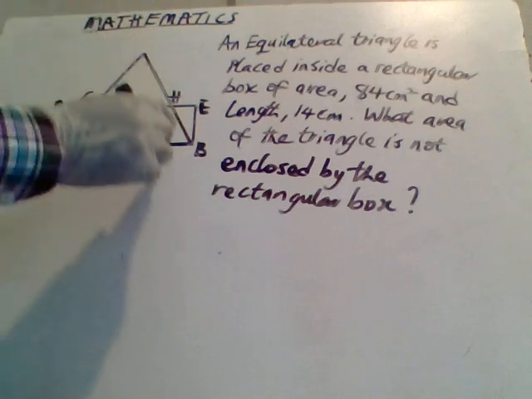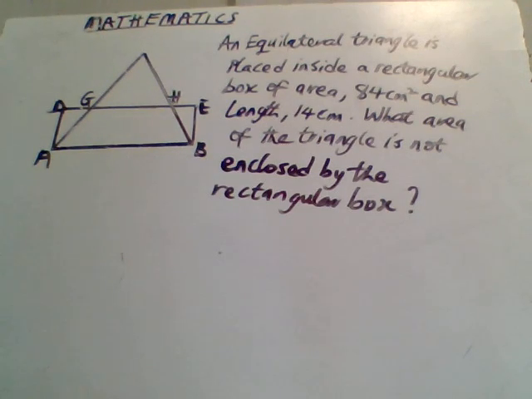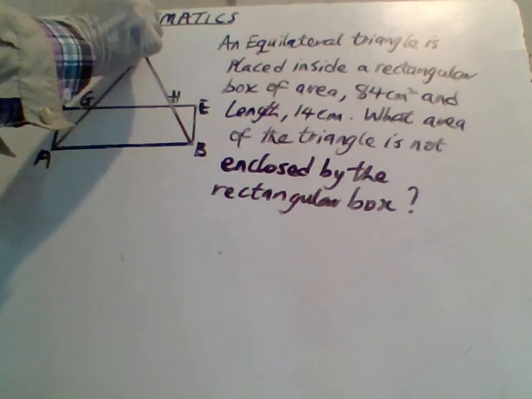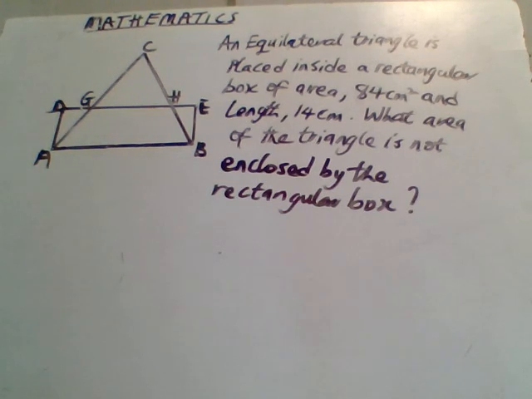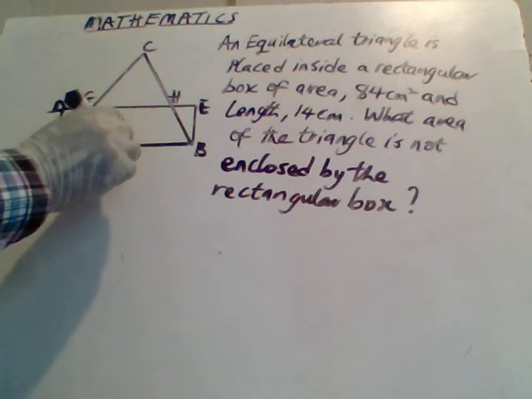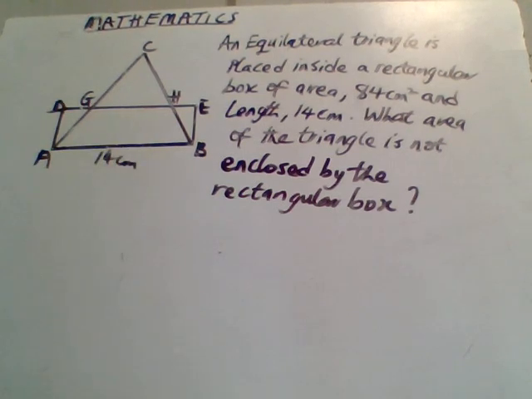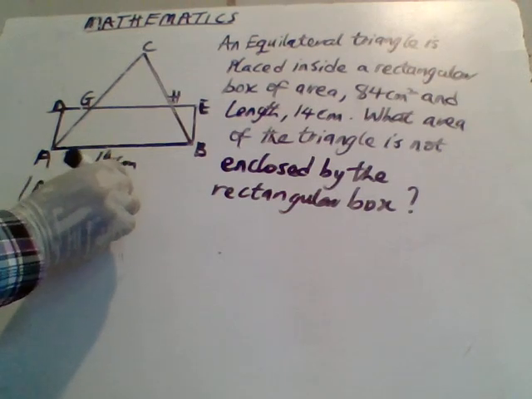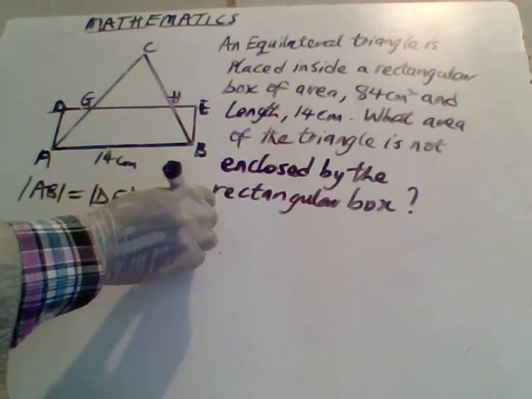So what area of the equilateral triangle is not enclosed by the rectangular box? We have done some labeling, so we can call here C as well. Since it's an equilateral triangle, we have to know that since the length of the triangle is 14 cm, and the length of the rectangle is 14 cm, which means here is 14 cm, which means that AB is equal to DE is equal to 14 cm.